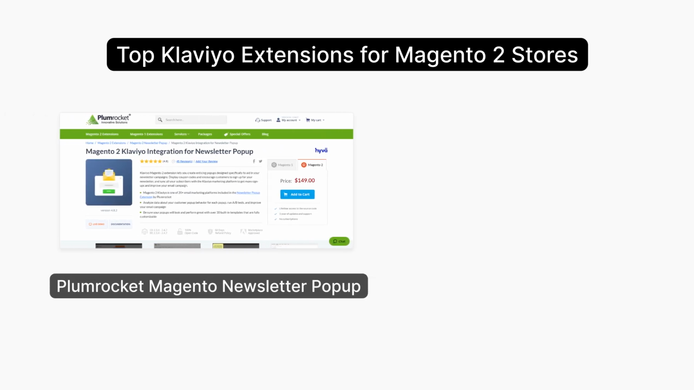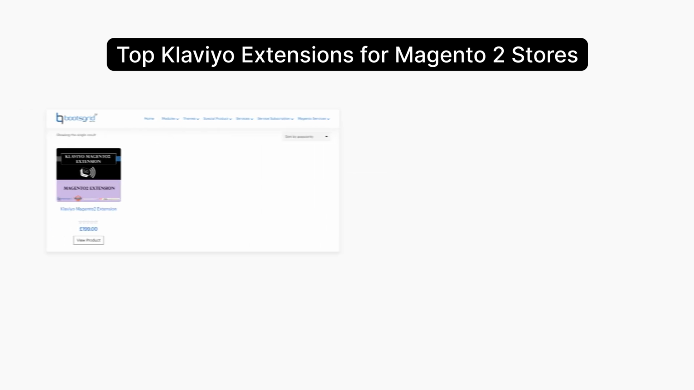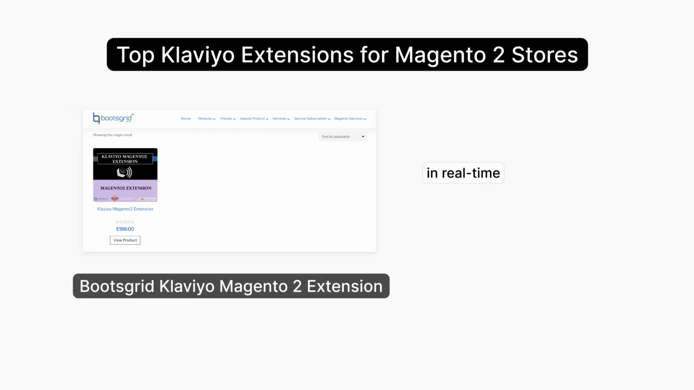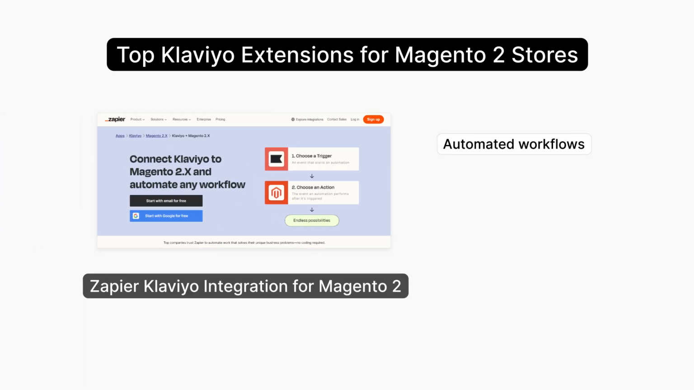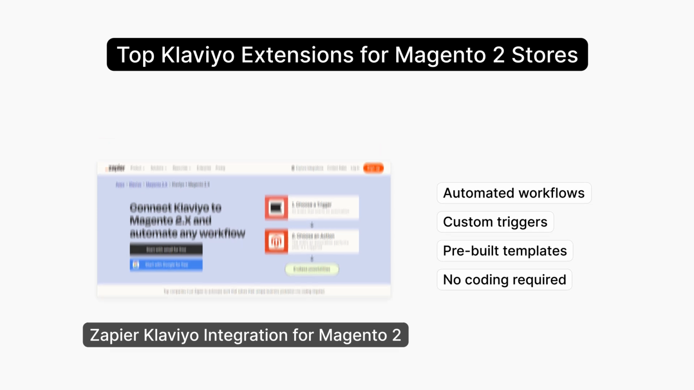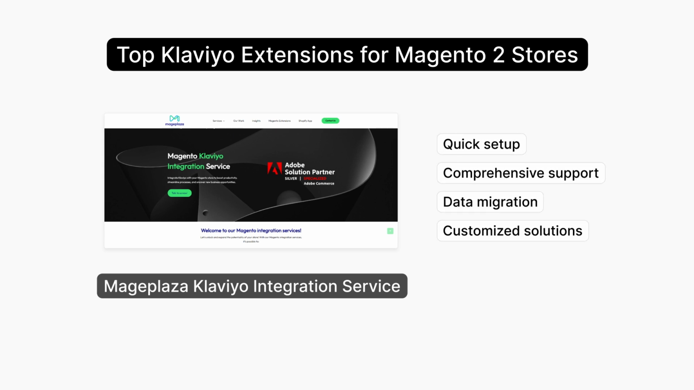PlumRocket Magento newsletter pop-up lets store owners increase subscriber signups with customizable pop-ups. With the BSS Klaviyo Magento 2 extension, you can sync data in real time for accurate customer insights. Zapier Klaviyo integration automates workflows between Klaviyo and Magento 2 with custom triggers and pre-built templates, requiring no coding skills. By choosing Mageplaza Klaviyo integration service, you get a quick setup, comprehensive support, data migration, and customized solutions.